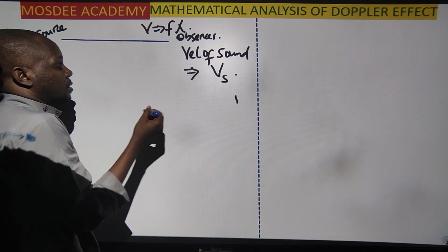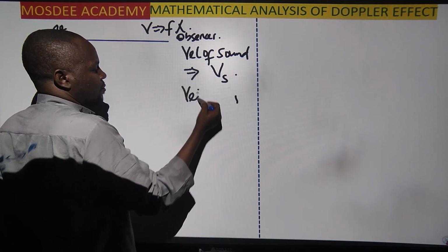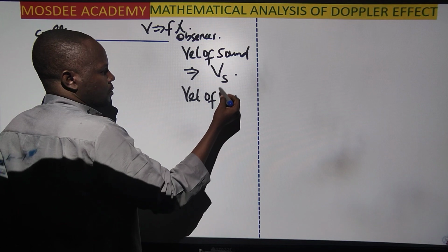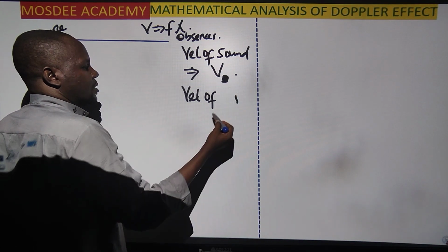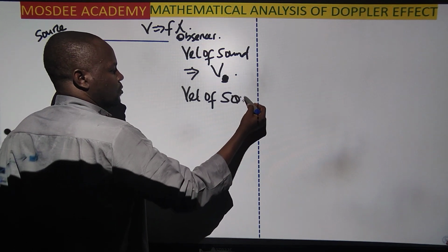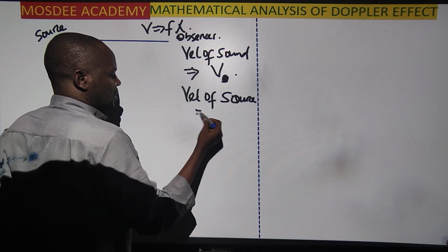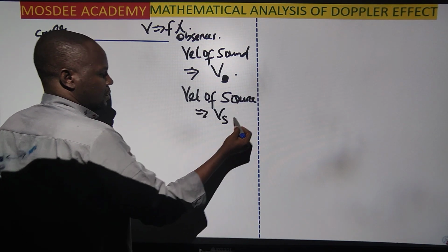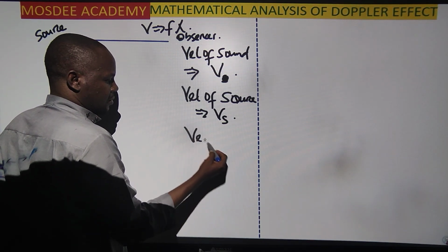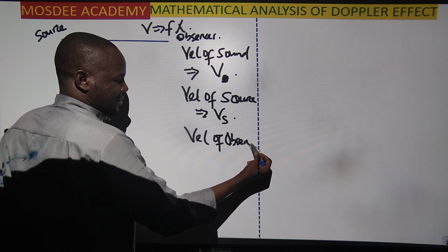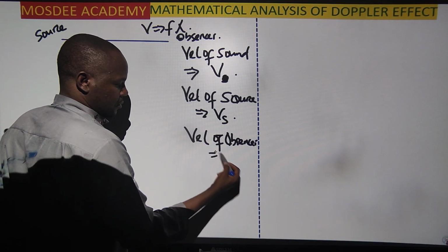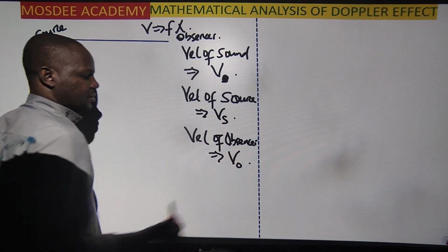Now velocity of source. Let me take speed of sound as ordinary V. Please note this. Velocity of source, because I want to use Vs for that, I'll take it as Vs. And velocity of observer, we take that as V naught. So let's just take that.